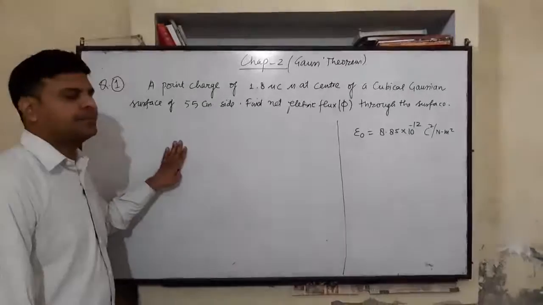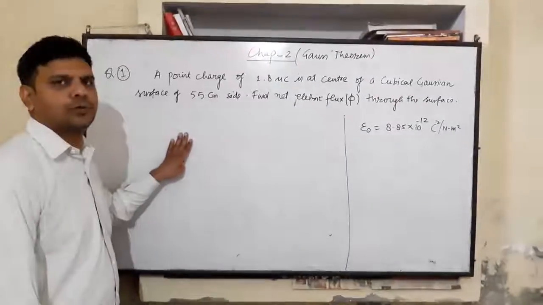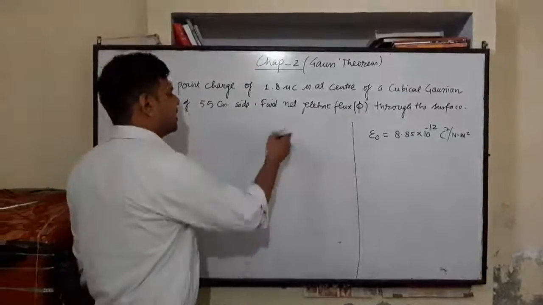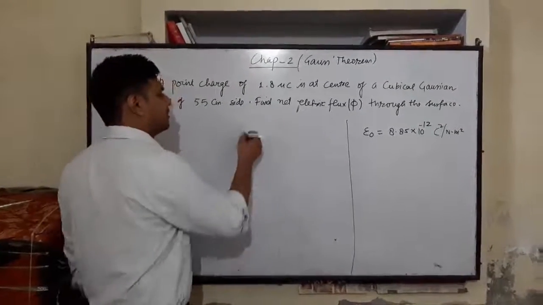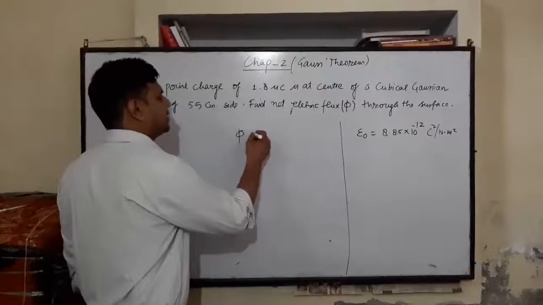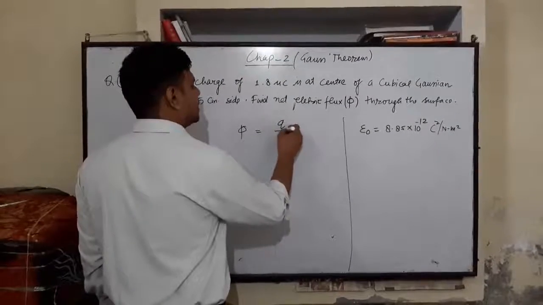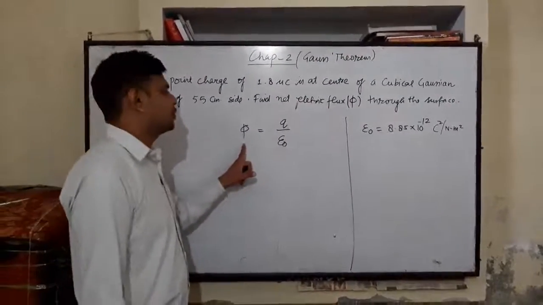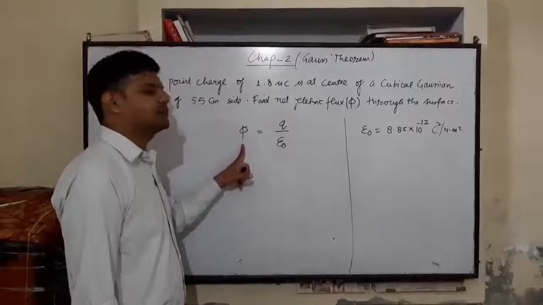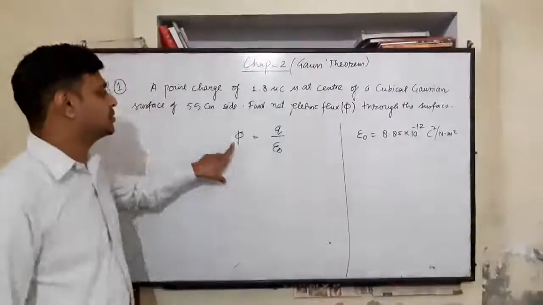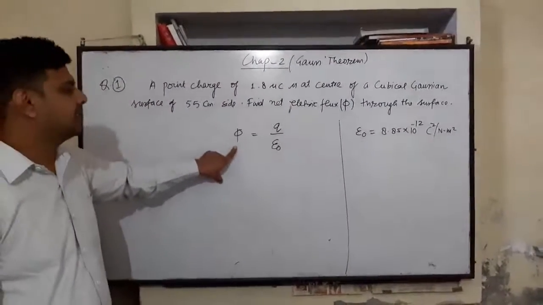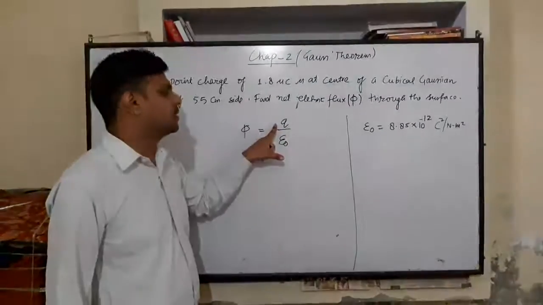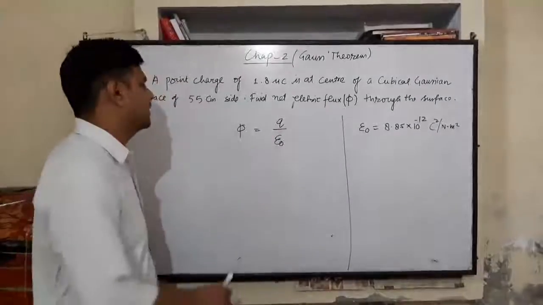Before doing the numerical, I will tell you about the formulas used in this exercise. We have the Gauss theorem, which is phi is equal to q over epsilon naught. This is the total flux passing through any closed surface, and q is the net charge enclosed in the Gaussian surface or closed surface. This is the first formula.